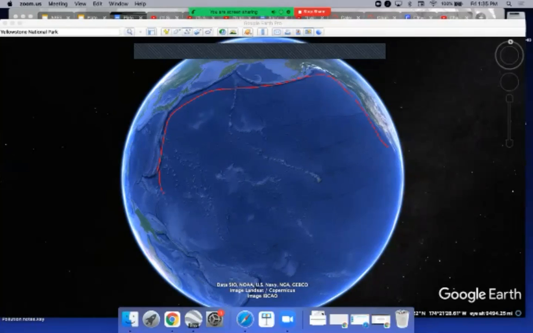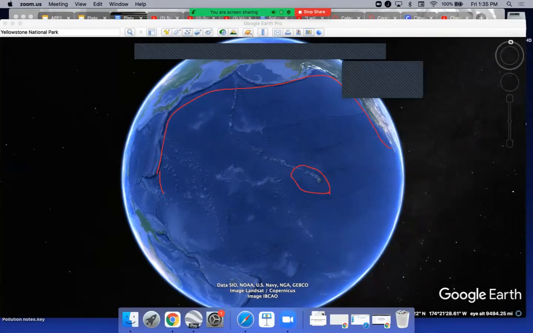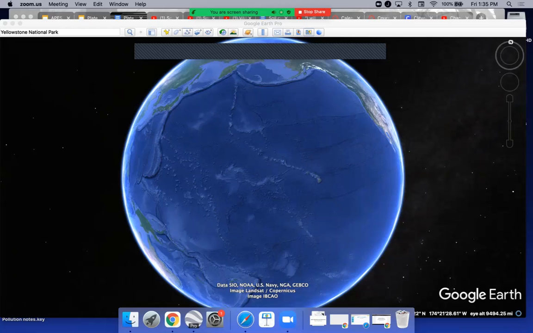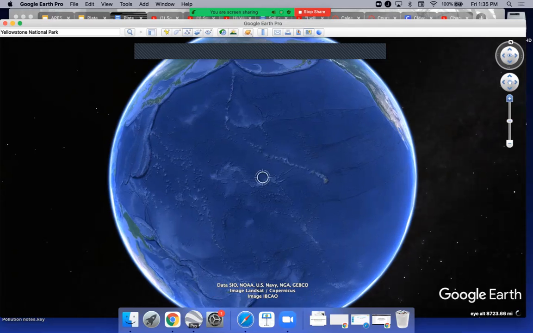But then we have this weird phenomenon where we have the Hawaiian Islands, which we know are volcanic in nature. And very commonly, students think, well, that must represent a plate boundary. However, something different is happening here. And we call this a hot spot.